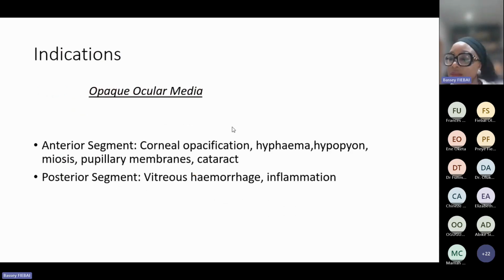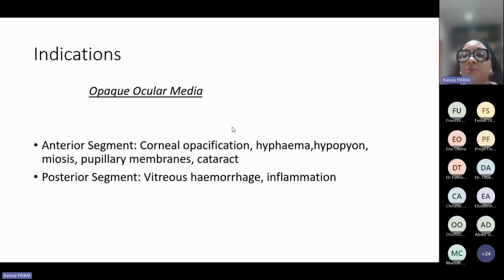So why and when do we do ultrasound scans? There are three indications for that: in opaque ocular media, in clear media, and of course for follow-up studies. So in opaque ocular media, when you have anterior segment pathology that precludes your visualization of the posterior segment, for instance, if you have corneal opacities, blood in the anterior chamber, hypopyon, pupillary membranes that prevent you from dilating the pupil to access the posterior segment, and of course in dense cataracts.